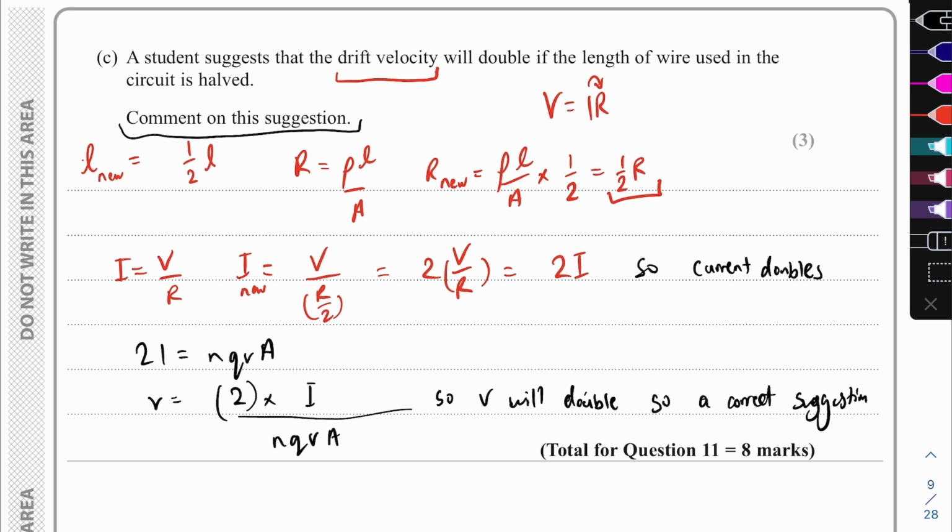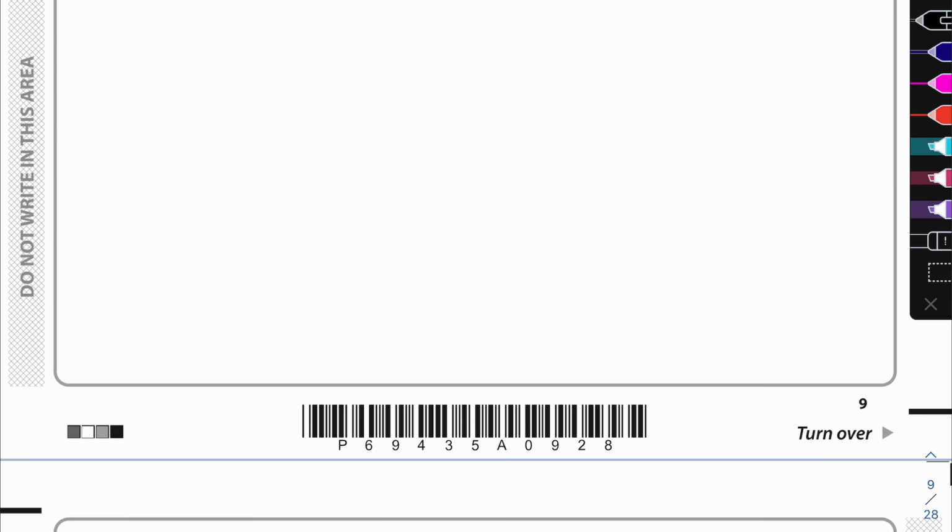So now we have question 11 part C. We get the marks for saying that the current will be affected, and then will double, and one crucial thing is that we need to comment on the suggestion, which is that it's a correct suggestion. That's our third mark. All right, let's move on to question number 12.